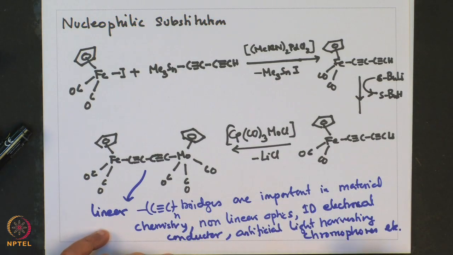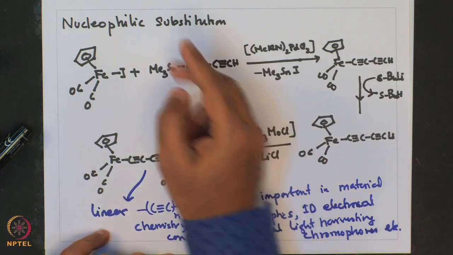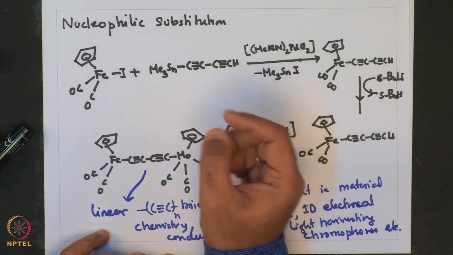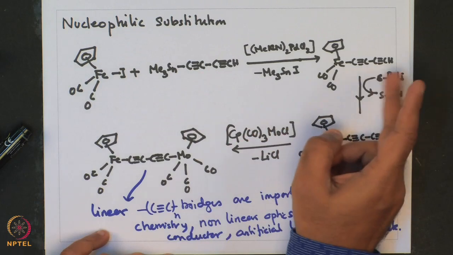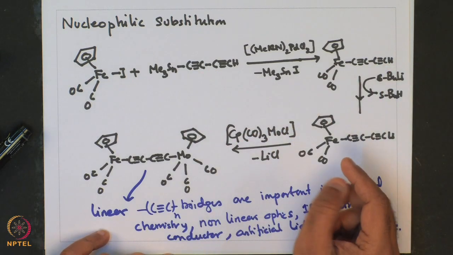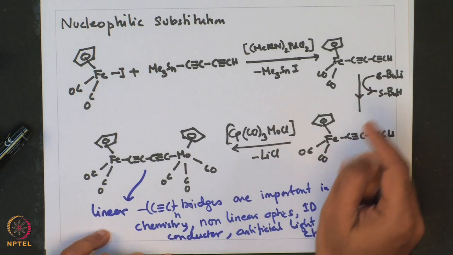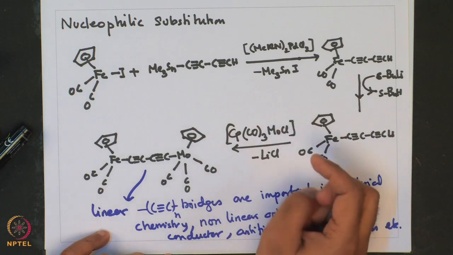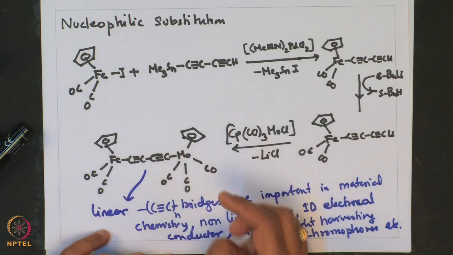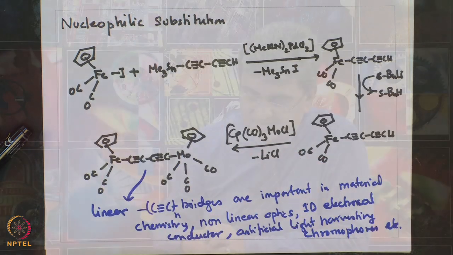applications, for electrical conductor, artificial light harvesting chromophore, so on and so forth, by using this nucleophilic substitution reaction, where iron dicarbonyl was reacted with this acetylide compound of tin, first making the iron acetylide complex, which was then deprotonated using butyl lithium, and the lithiated analog reacting with molybdenum complex to give this heterobimetallic complex containing linear acetylide bridge, which has such important applications.